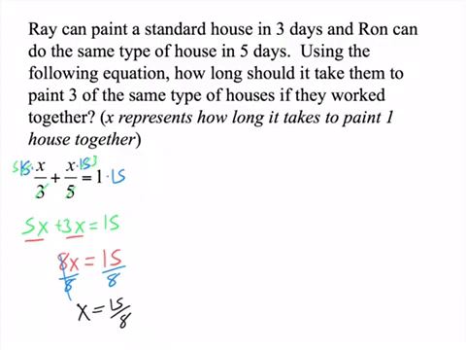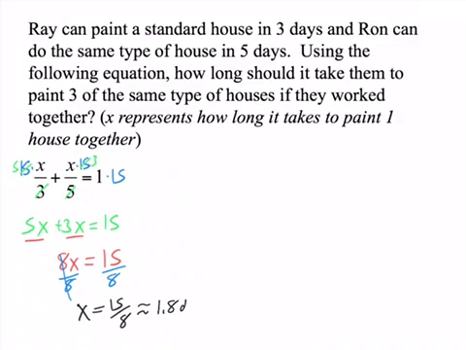Now, 15 over 8 is an answer. But let's think of that as decimals, about. Well, if we think of decimals, isn't 16 over 8 2? So isn't this slightly smaller than 2? So let's say it's about 1.8. Okay? And aren't those days?